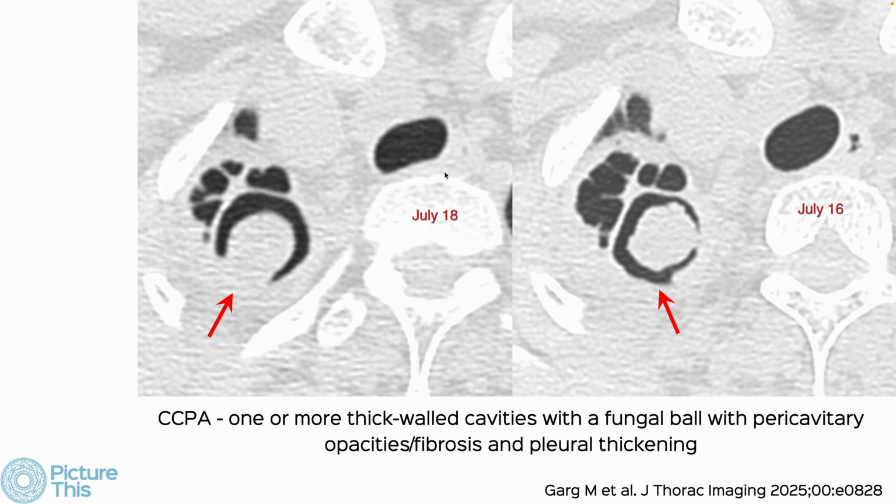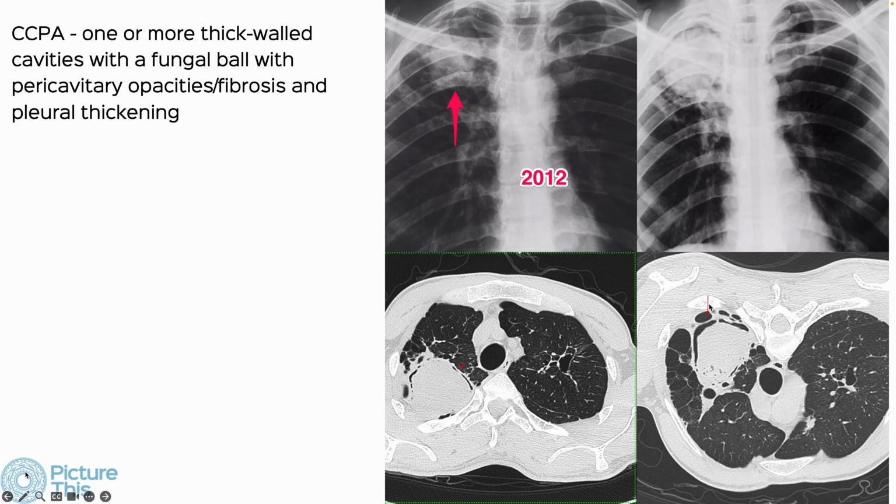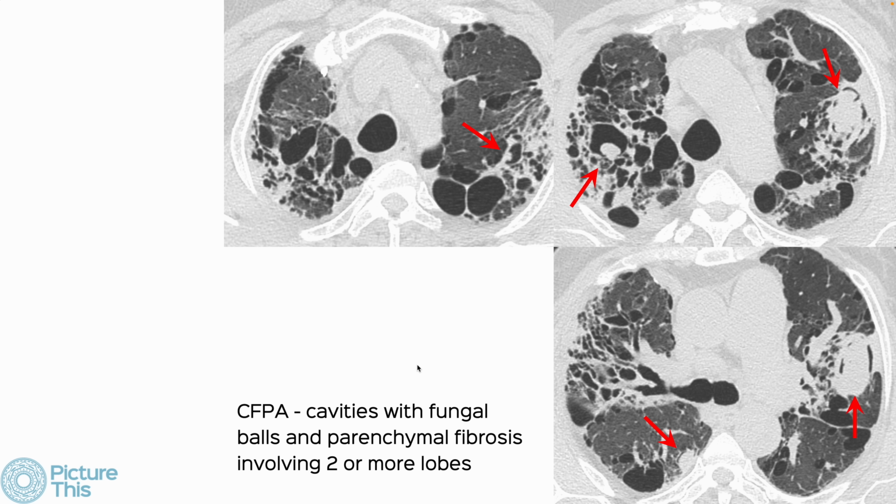CCPA is the commoner one, and this is exactly like our patient where you have multiple cavities and then a fungal ball. The definition of CCPA is one or more thick-walled cavities with a fungal ball, but there's a lot of pericavitary fibrosis, some opacity, some pleural thickening, etc. Here's another patient who has PTLD and then this fungal ball which is mobile, but there is pleural thickening. There are other post-infectious changes around this cystic lesion or cavity. So it's not a simple cavity with a simple fungal ball. There are multiple cavities. One of them has a fungal ball, etc.